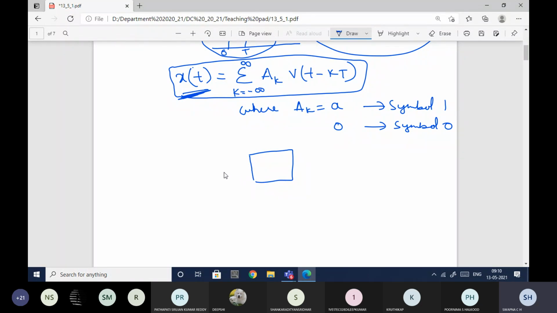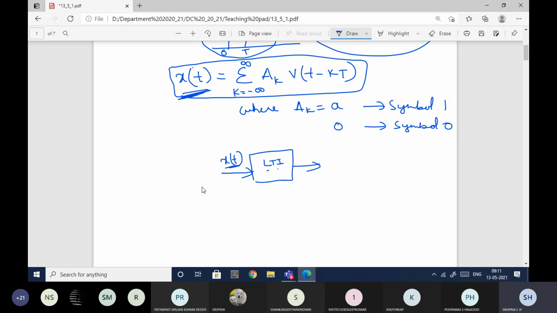So I need to find S, x of t is the input to some LTI system with h of t. Here I'll take the exact representation. V of t is a signal that is given to this LTI system. First, let me tell you how generally we calculate this power spectral density.